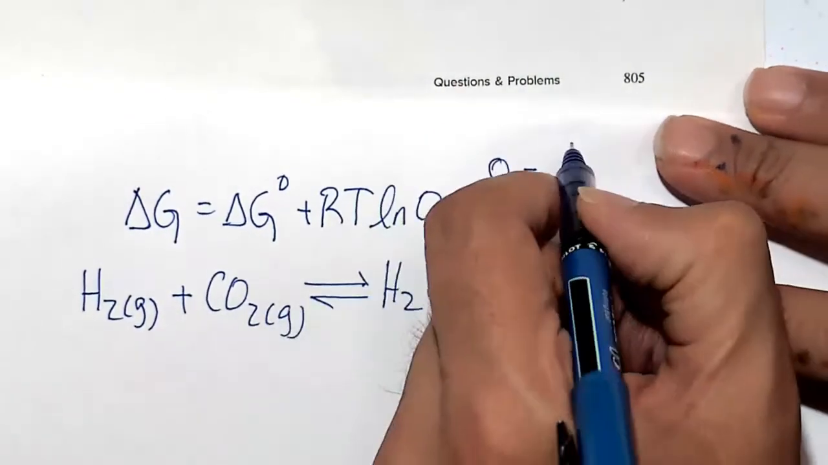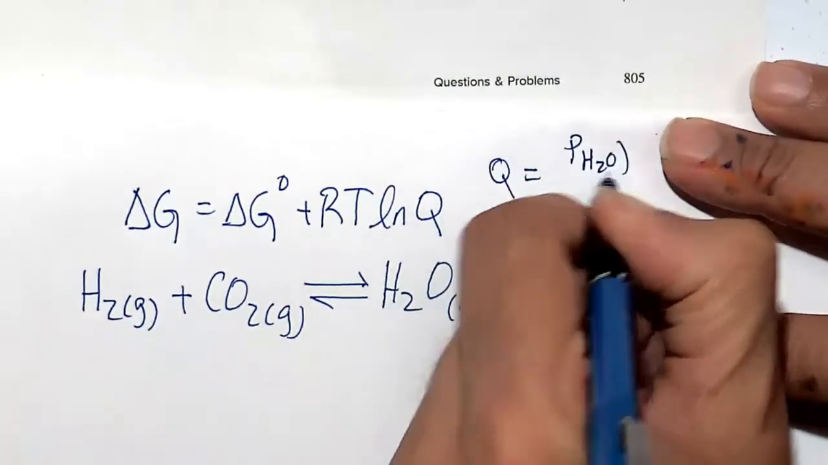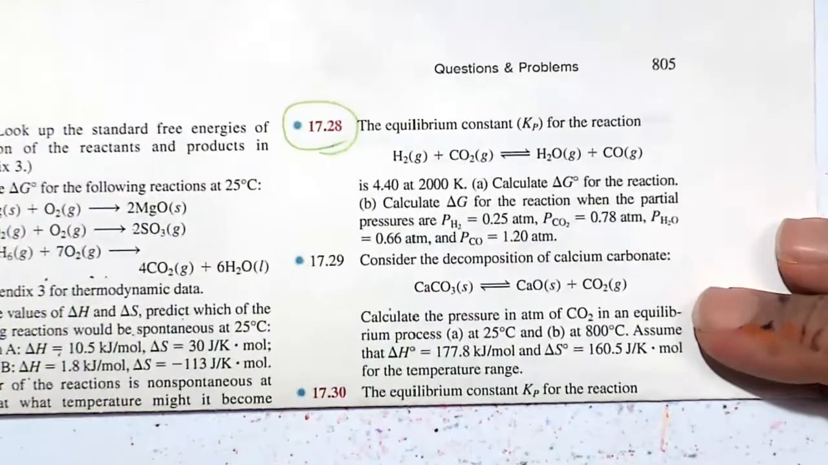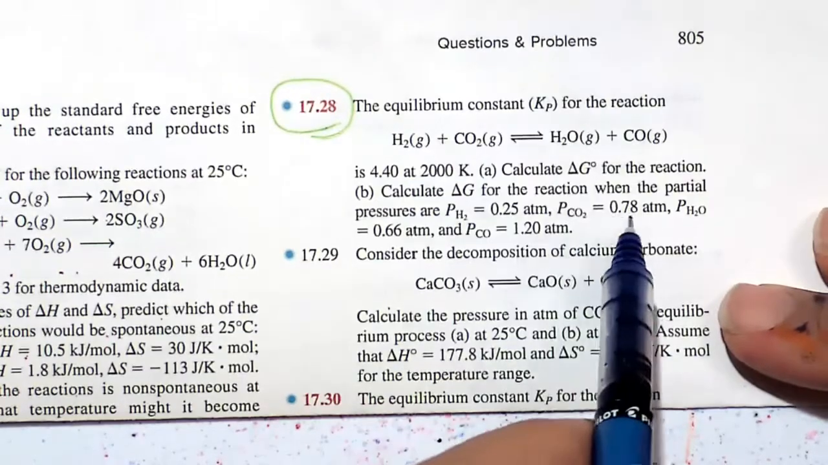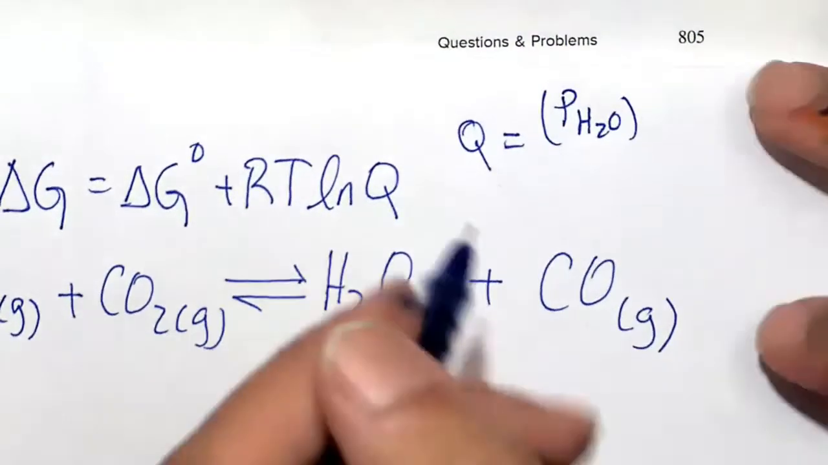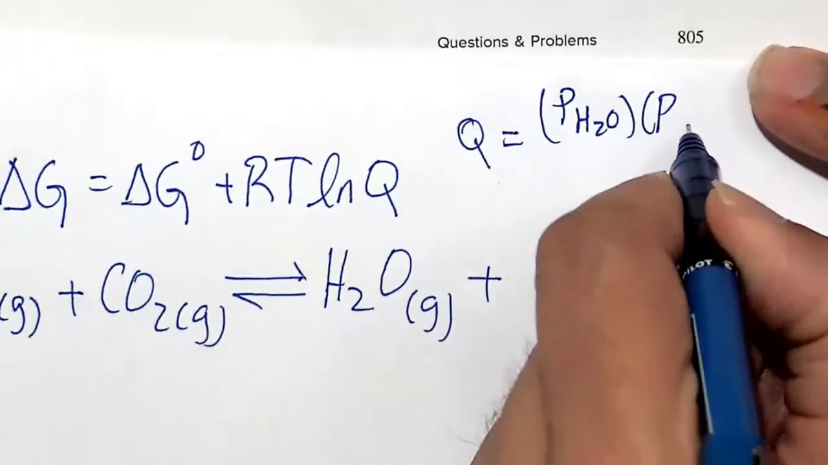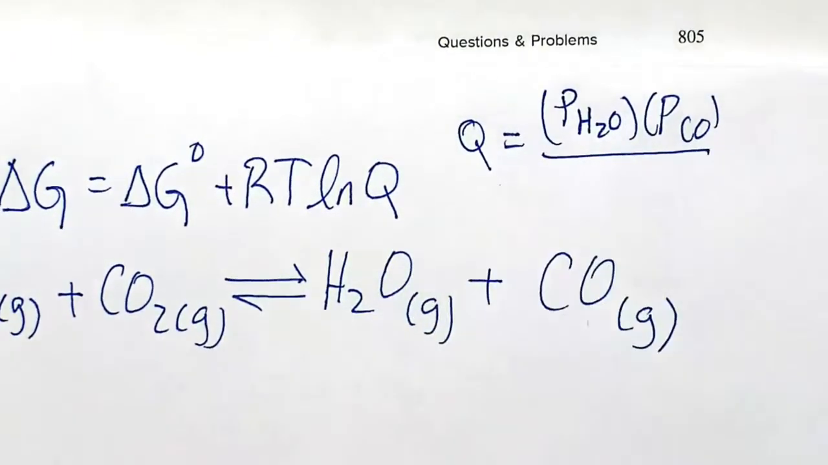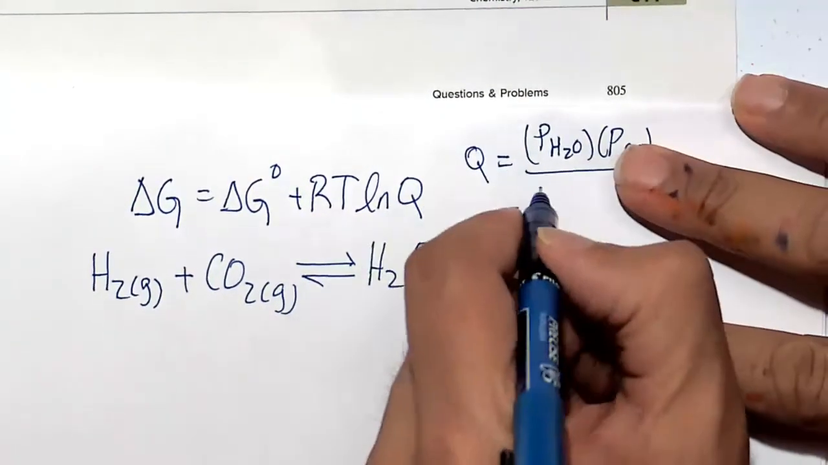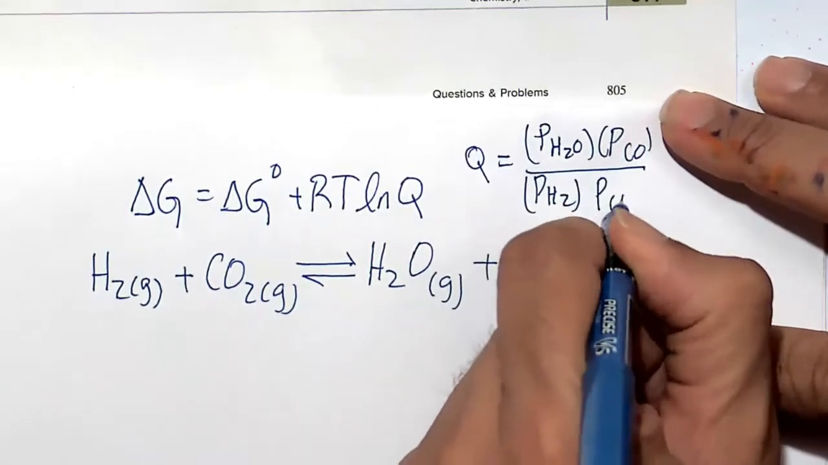So products over reactants, and this is balanced. So it's going to be the pressure of H2O. I'm using pressure instead of concentrations because if you look closely at the problem, they give atmospheres, so it's pressure. So here it's going to be pressure of H2O times the pressure of CO, products over reactants, divided by the pressure of H2 gas times the pressure of CO2 gas.